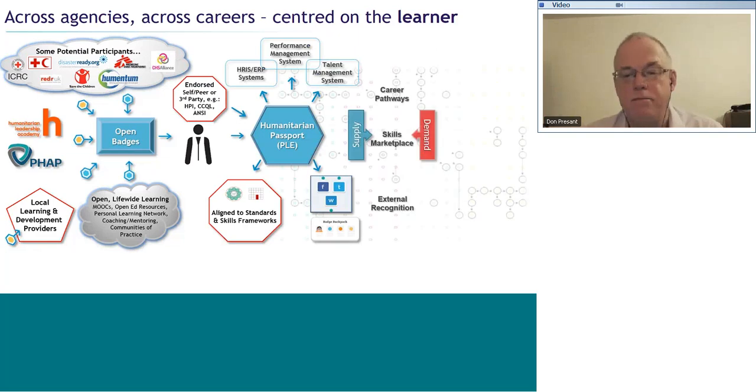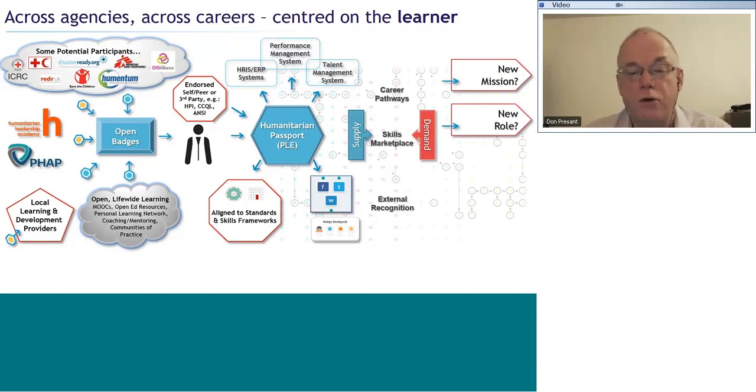The whole idea is to build a skills marketplace that enables career pathways and forms of external recognition, both internal and external, whether that be for hiring the person in the first place, or recruiting for a mission, recruiting possibly for a new role in the organization. As you start in one capacity, say you start in security and move into logistics, you transfer skills across and then you supplement with other skills.